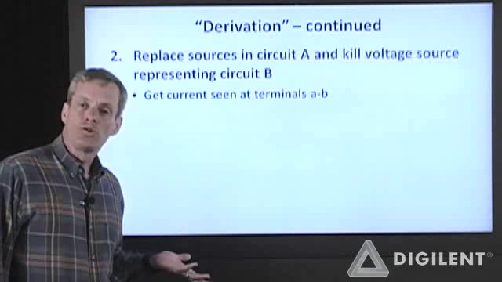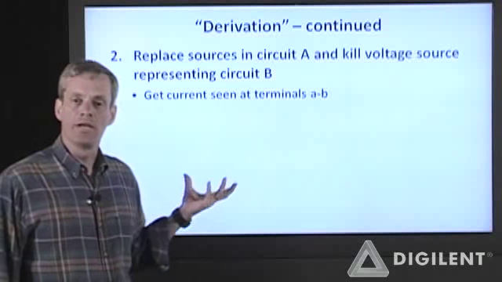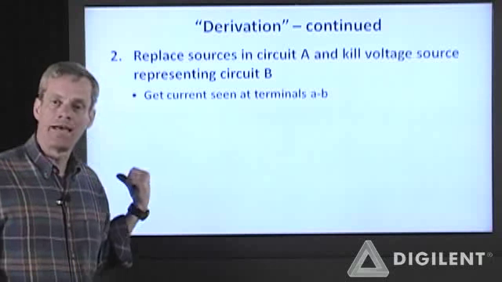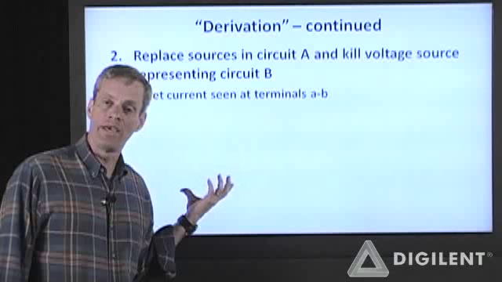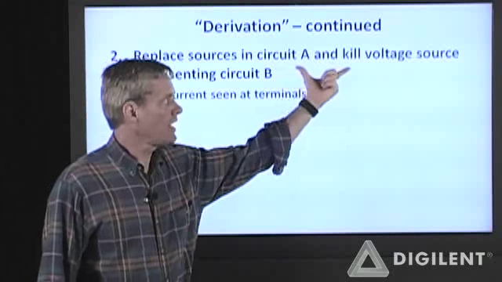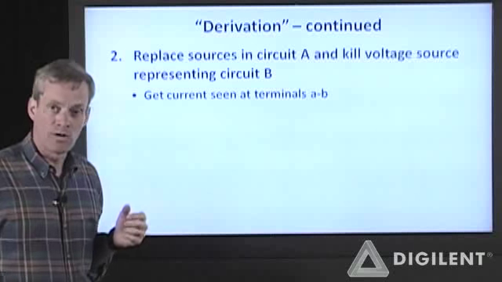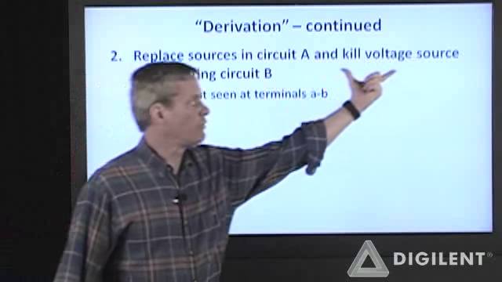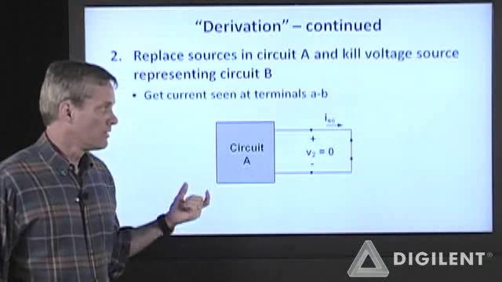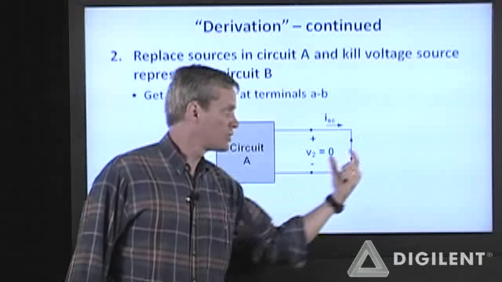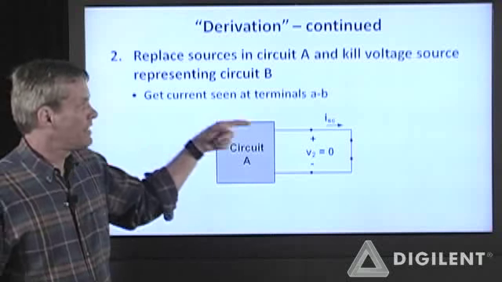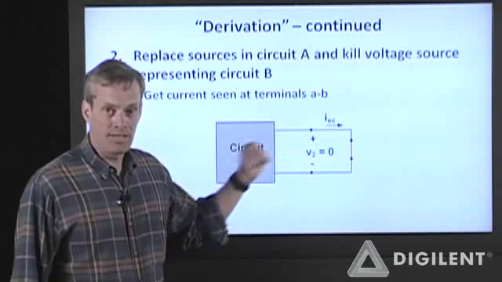Okay, now if we're going to use superposition, the next thing we want to do is get rid of the source that we did in the last slide and replace the sources that we had gotten rid of for the last slide. So we're going to replace all the sources in circuit A and kill the voltage source representing circuit B. So this voltage source, when you kill it, is going to become a short circuit. Okay, so I've shorted this voltage source. I've got these sources back. I'm going to get the current seen at these terminals.